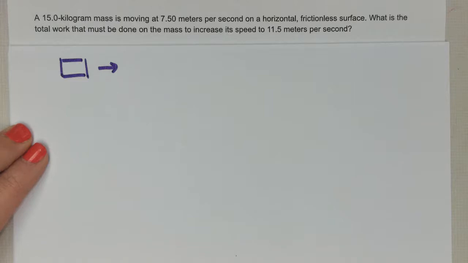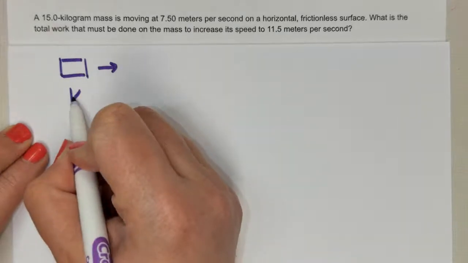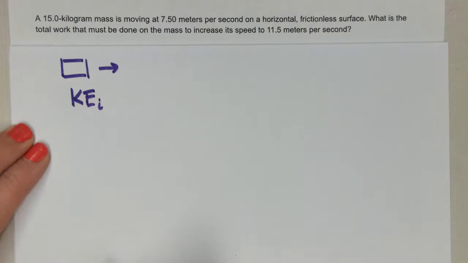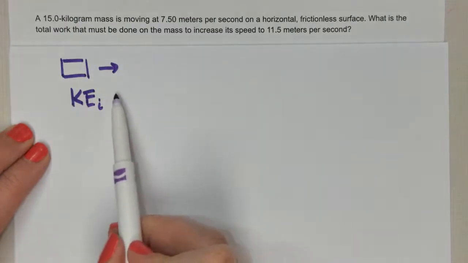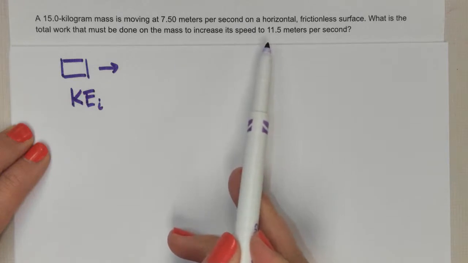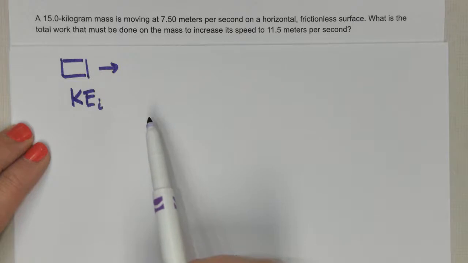Okay, so we need to identify the form of energy present. With it initially moving, we're starting out with an initial amount of kinetic energy. And at the end, if we read through the scenario, we still have it moving. It's still moving, but now it's moving faster. So we're going from an initial kinetic energy to a final kinetic energy.